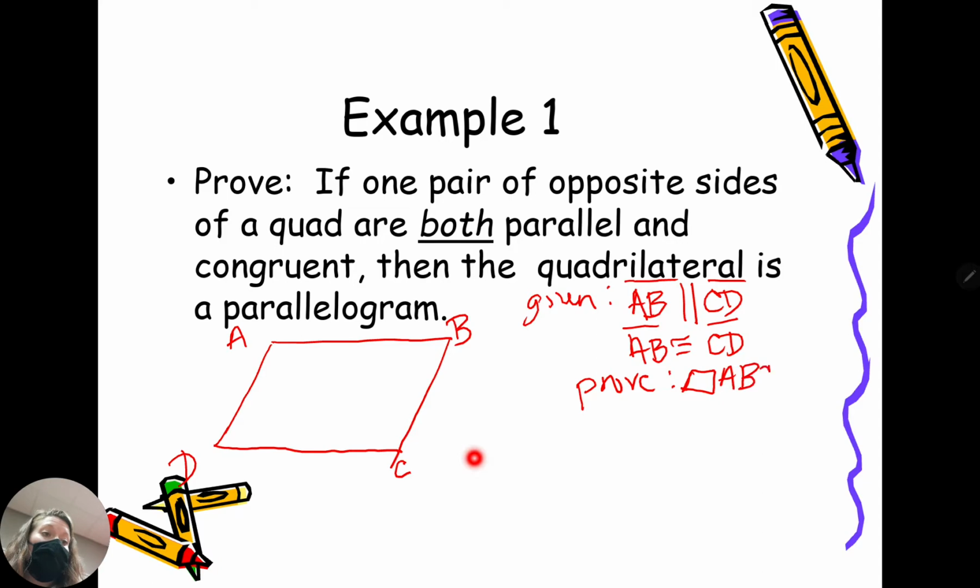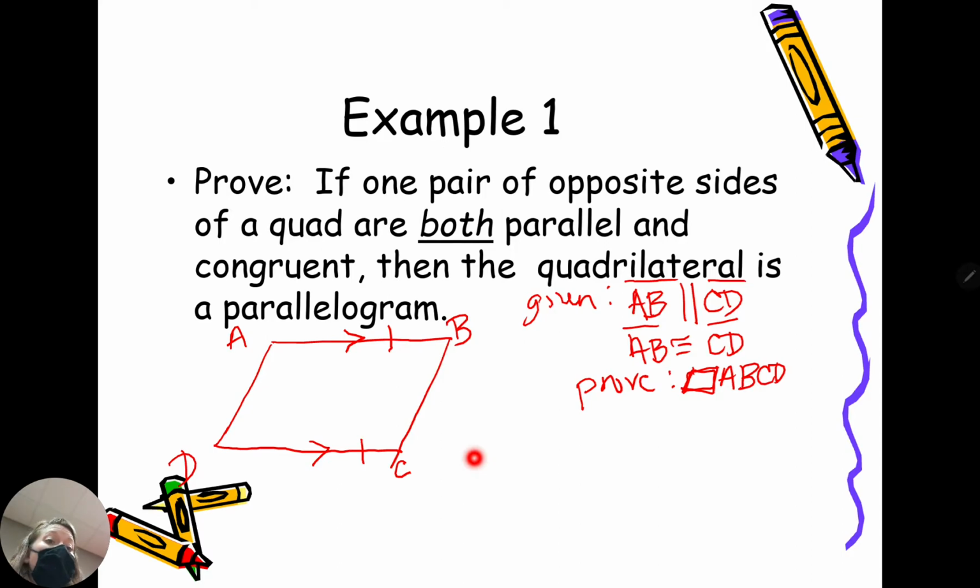A, B, C, D is a parallelogram. It's a terrible parallelogram. All right, so again, we have parallel here, and we have congruent here. The definition of a parallelogram is both sets of sides are parallel, right? Both opposite sides are parallel. So what we need is AD to be parallel to BC, yeah?